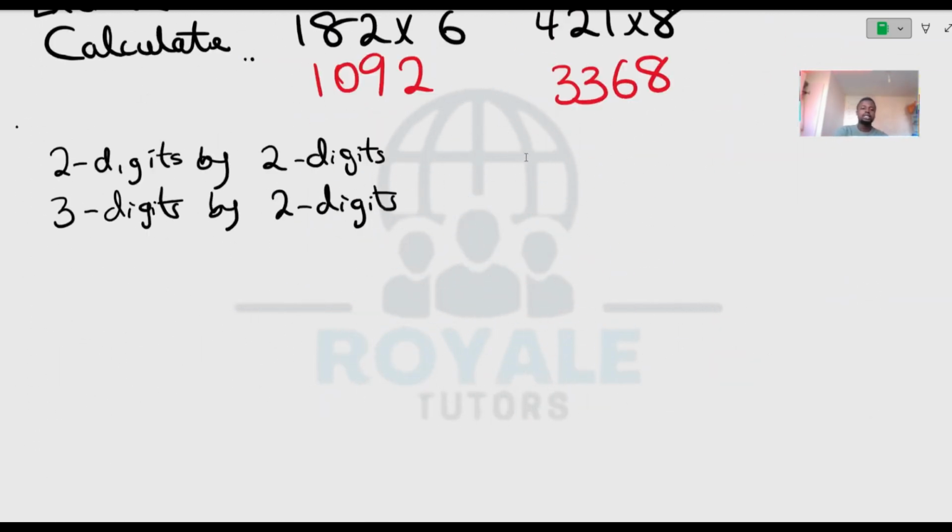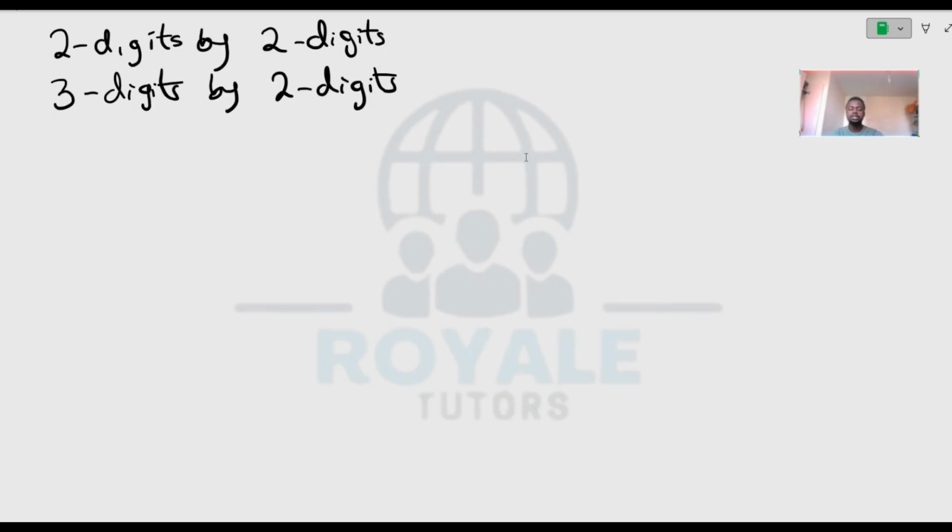Today we are going to look at how you multiply two-digit numbers by two digits. So also three digits by three digits. So I'm going to explain the two methods. I'm going to explain box method. I'm going to explain the column method. So let's get started. All right, so we have examples.